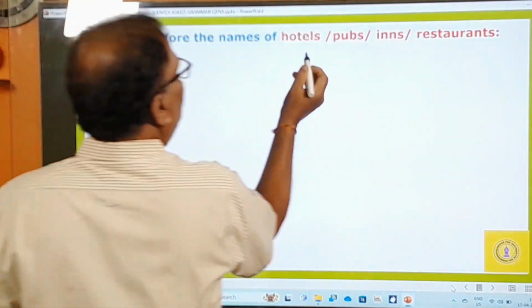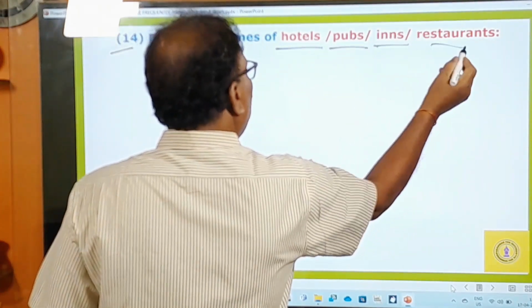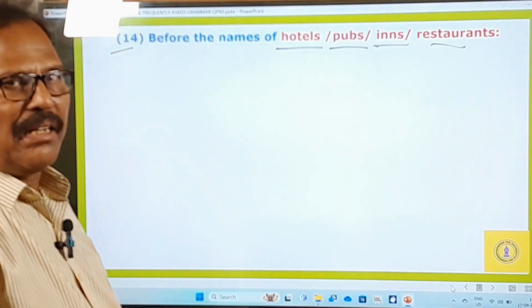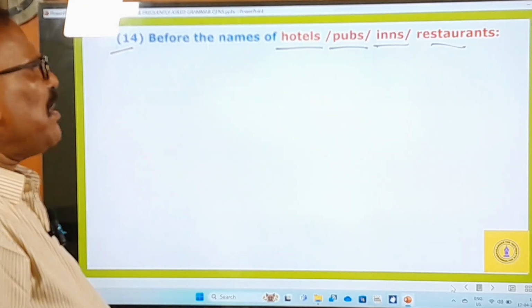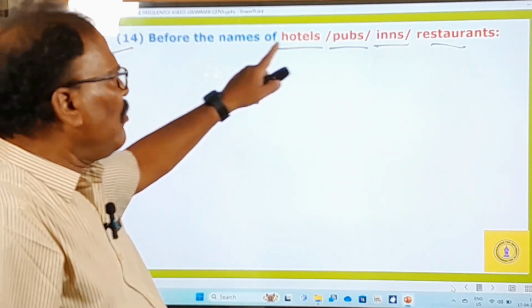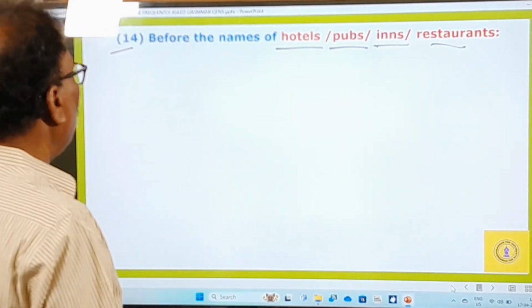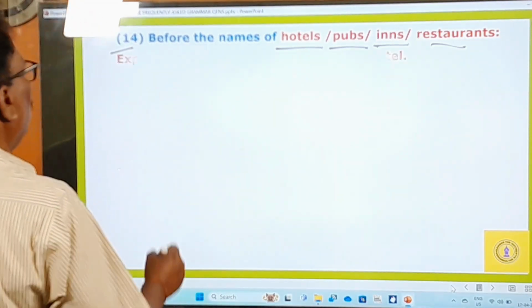14th one: before the names of hotels, pubs, inns, restaurants. It's also a direct rule, no problem at all. But from the examination point of view, this is going to be an important one. So that's why I have mentioned here. And here you pay attention.